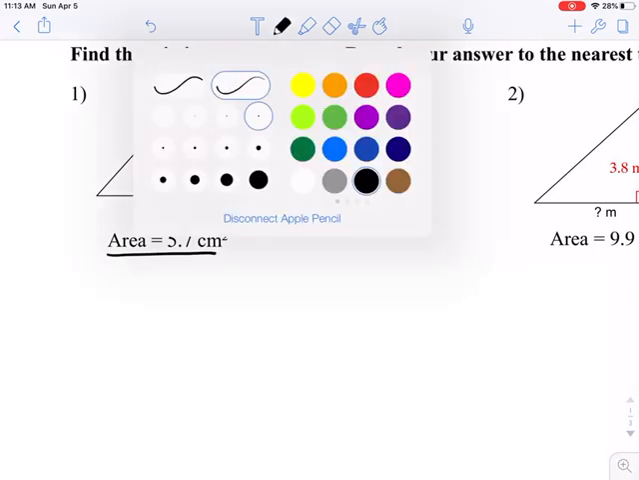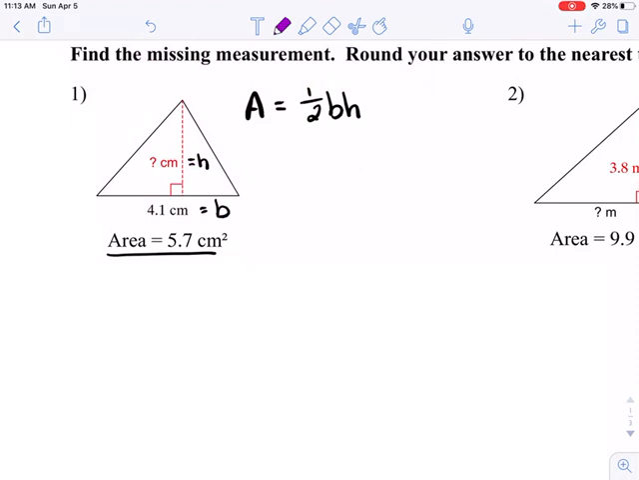So I'm going to substitute the values that I have. The area is 5.7. So I'm going to use a decimal here because I have a decimal in my work for 1/2. My base is actually 4.1 and I don't know my height. Just like any time I'm solving an equation, what I want to make sure is to simplify each side of the equation, meaning I want to simplify this expression before trying to solve.